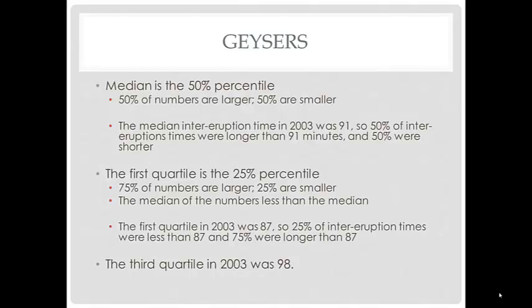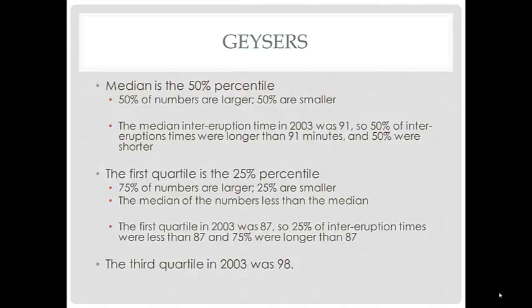To understand these ideas, remember that the median is the number so that 50% of the data is bigger and 50% of the data is smaller, right? It's the middle number. This means that the median can be thought of as something called the 50th percentile. A percentile is a number so that that percent of the numbers are smaller. So if the median is the 50th percentile, then 50% of the data values are less than that number. So if we say the median eruption time in 2003 was 91, 50% of eruption times were longer than 91 minutes and 50% were shorter.